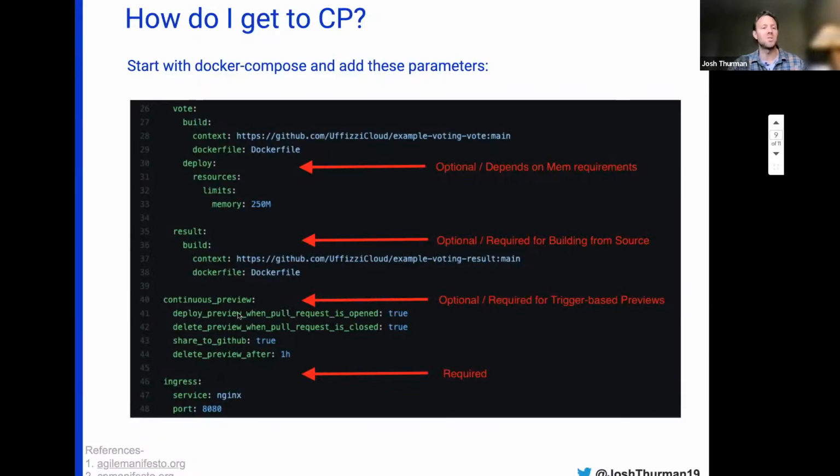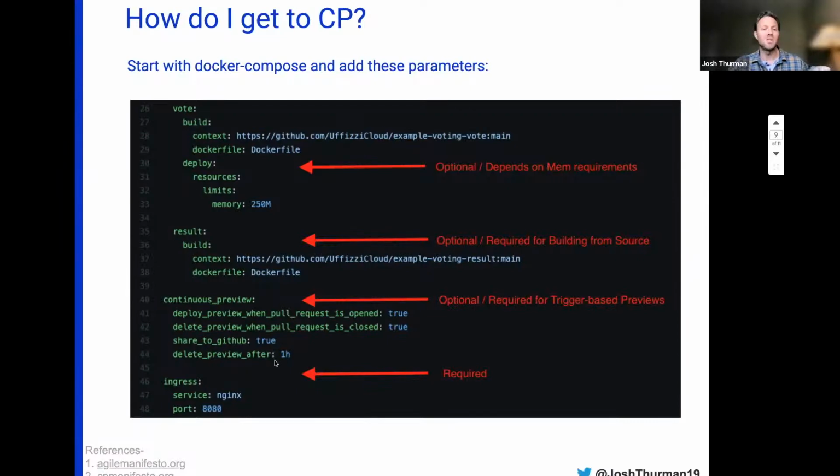This is a superset of your Docker Compose, so something that is not included. And here's where I'm going to define the policies by which my previews will be created and destroyed. So deploy preview when pull request is open, that's set to true. Delete preview when pull request is closed, that is also set to true. I'm going to share to GitHub.